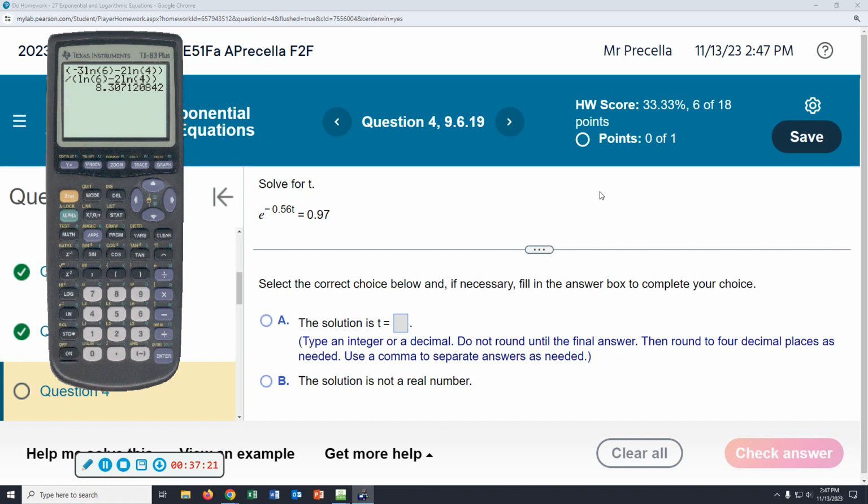e to the negative 0.56t equals 0.97. We solved some equations that have e in it a week ago today when we were doing that common base stuff. Let me see if I can find them. And we said e was a decimal number approximately 2.718281828.